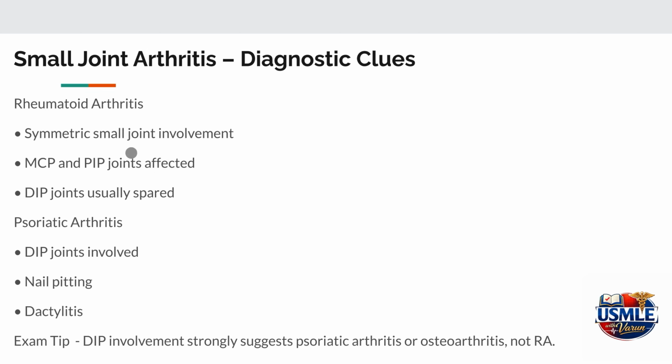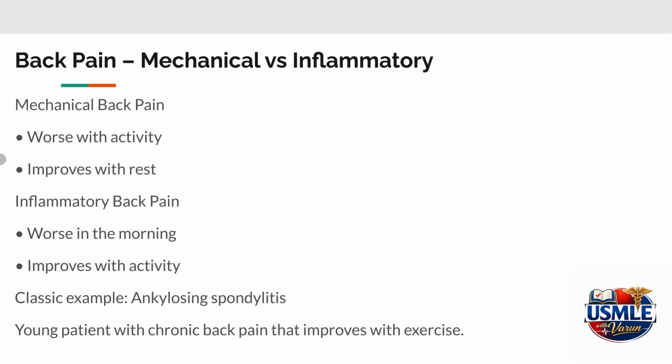When small joints are affected, the pattern of joint involvement provides important clues. Rheumatoid arthritis typically causes symmetric involvement of metacarpophalangeal joints and proximal interphalangeal joints. Psoriatic arthritis commonly involves distal interphalangeal joints along with nail pitting and dactylitis. A helpful exam tip is that DIP involvement usually suggests psoriatic arthritis or osteoarthritis, not rheumatoid arthritis.